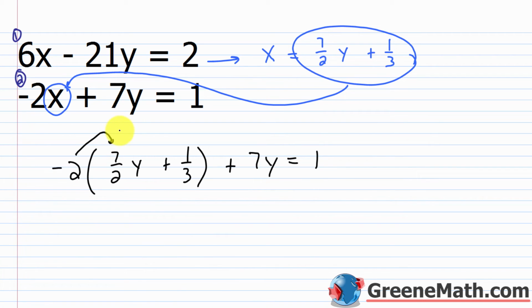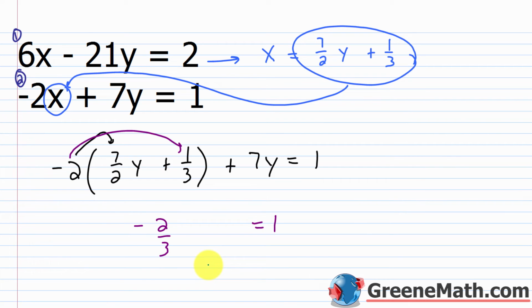So -2 times 7 halves, you can think about it like that. This would cancel with this, and you'd have a -7. So this would end up being -7y. And then -2 times 1/3 would be -2/3. And then plus 7y equals 1. Now, what happens here? -7y plus 7y is what? That's 0. This cancels. So what am I left with? -2/3 equals 1. Well, that's not true. That's clearly false. So what happened here?